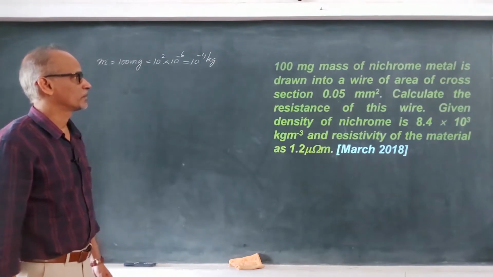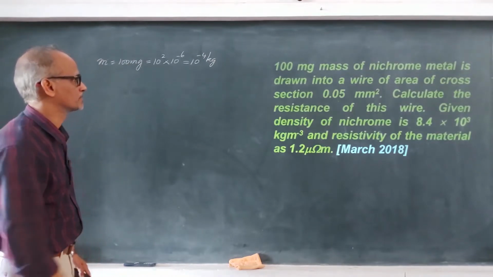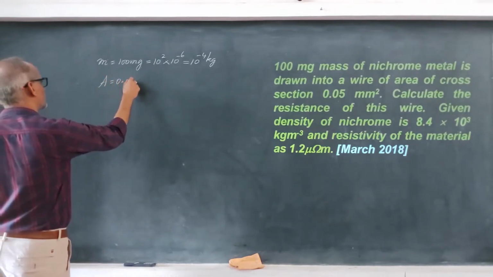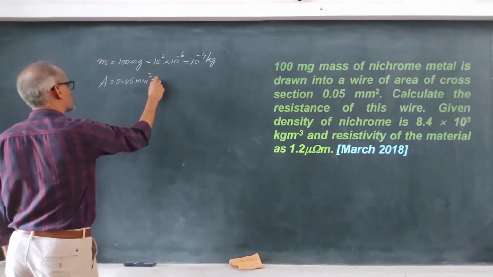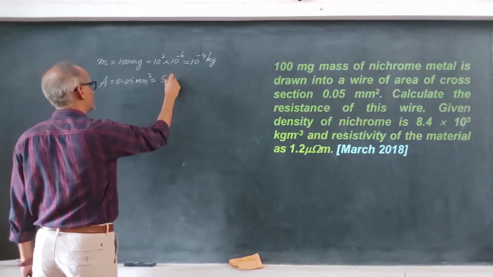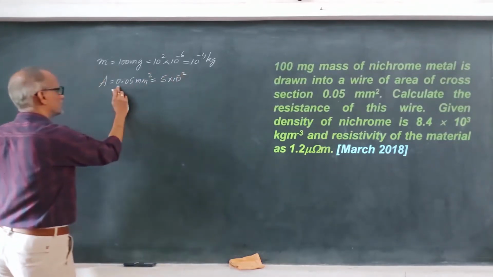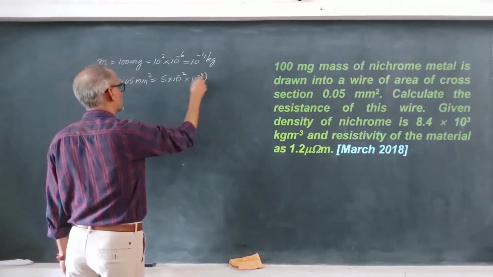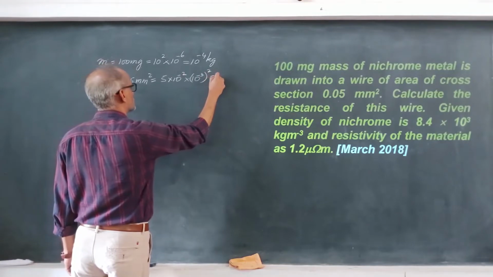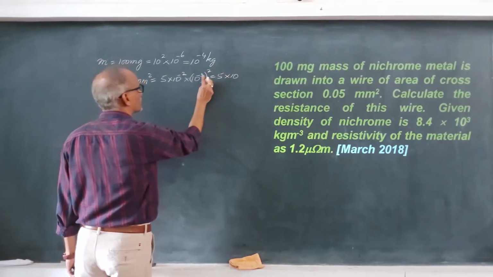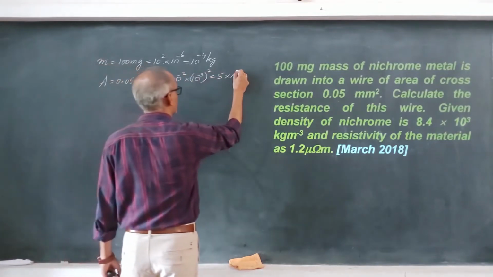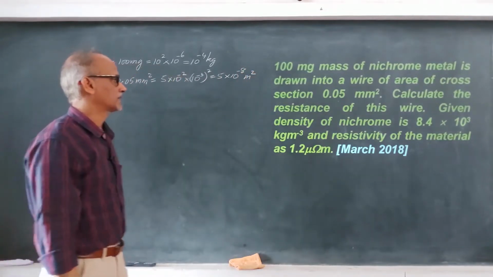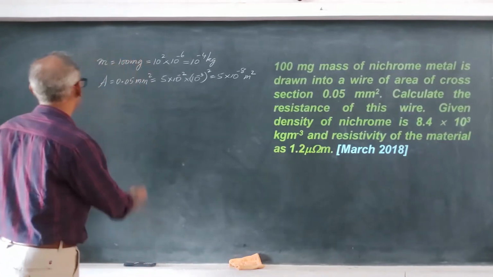The metal is drawn into a wire of area of cross section 0.05 millimeter square. So first I will write 0.05 as 5 into 10 to the power minus 2. That's rearranging the number. Millimeter is 10 to the power minus 3, but square of it, so we'll get 5 into 10 to the power minus 6 and minus 2, we'll get minus 8 meter square. So that's the area. Calculate the resistance of this wire. We have to find the value of the resistance R.